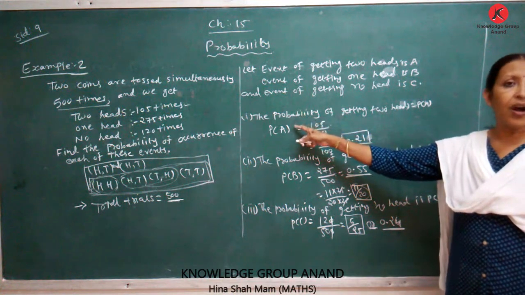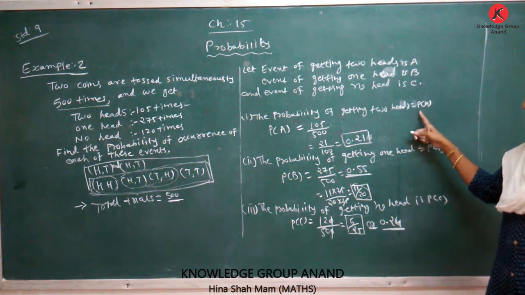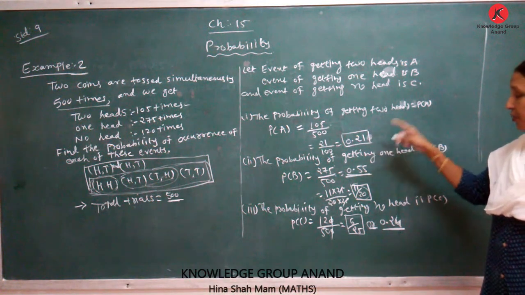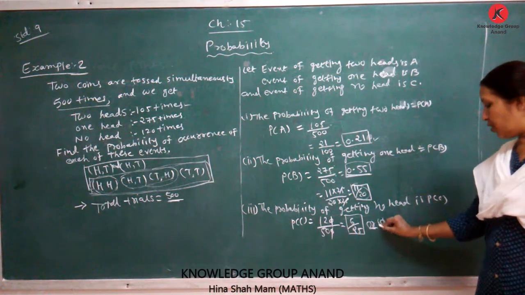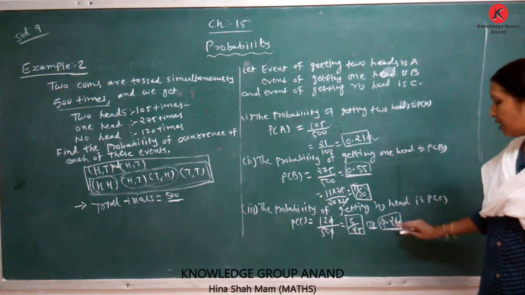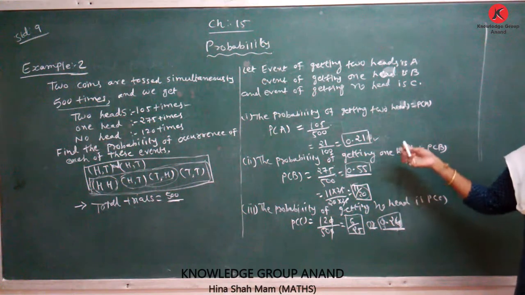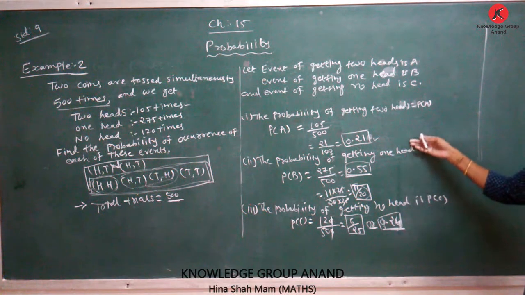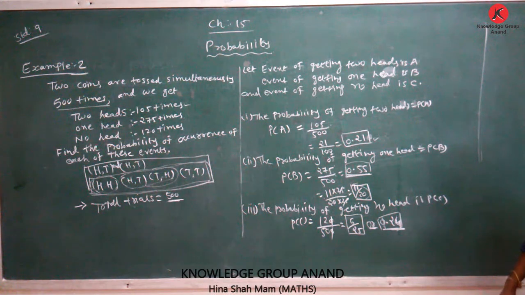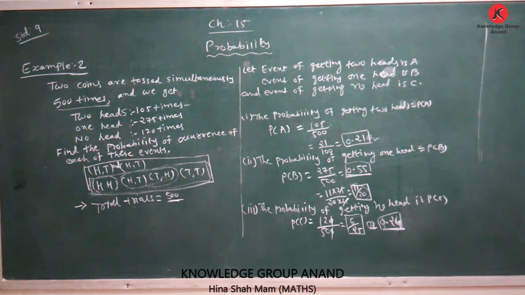Now we find the probability of all events. P(A), the probability of getting 2 heads, is 0.21, P(B) is 0.55 and P(C) is 0.24. The sum 0.21 plus 0.55 plus 0.24 is equal to 1. The sum of the probabilities of all events is equal to 1. Okay, example number 2 is completed.